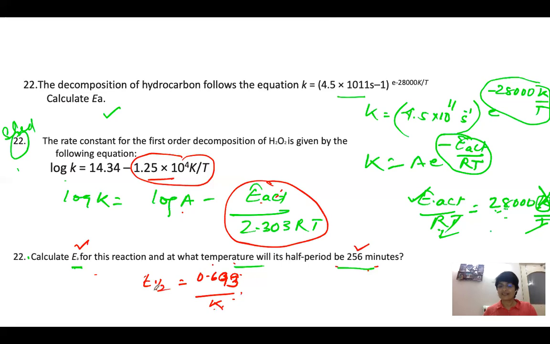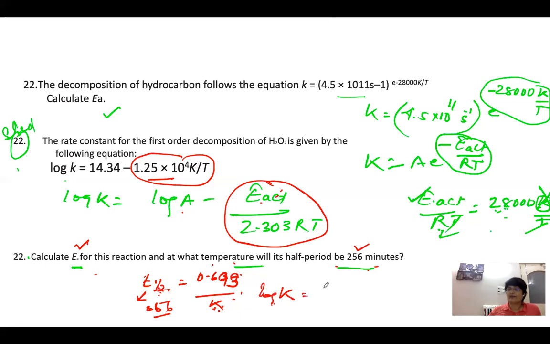They are saying at what temperature it's going to be 256 minutes. It means first we need to get this K here. Its half-life period should be 256 minutes, so we need to find out this K by putting 256 minutes in T half equals 0.693 by K. Find out K now here, and then take this equation.